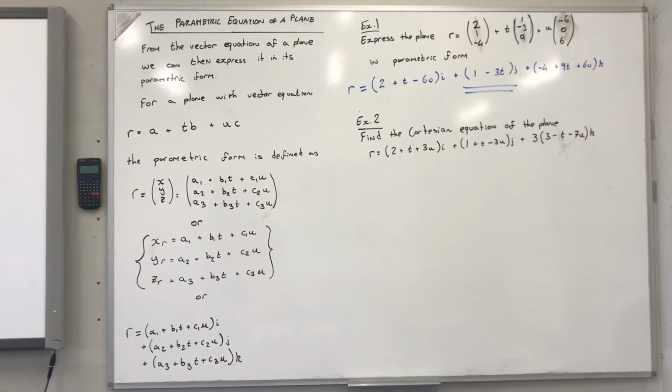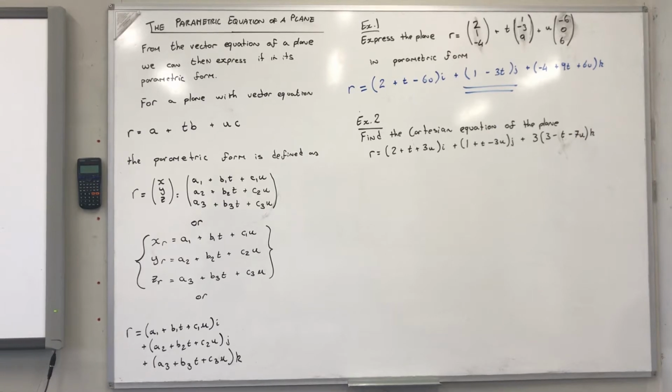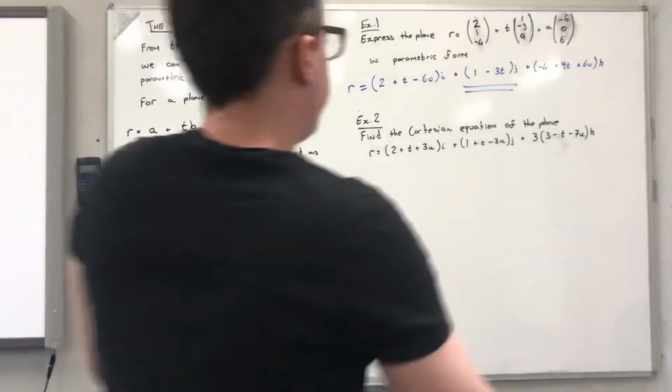Okay? So the next thing I want to do is example 2, find the Cartesian equation of a plane. So now that we know the three different types, the Cartesian, the vector, and the parametric equation of a plane, I'm now asking you to get back to the Cartesian equation of a plane, having been given the parametric equation of the plane. Okay? So, there's also a mistake in that question.